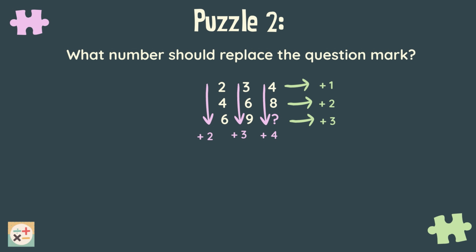We can now use this information to calculate the missing number. We can know for certain that the missing number is 12, as this fits the patterns in both the columns and rows.